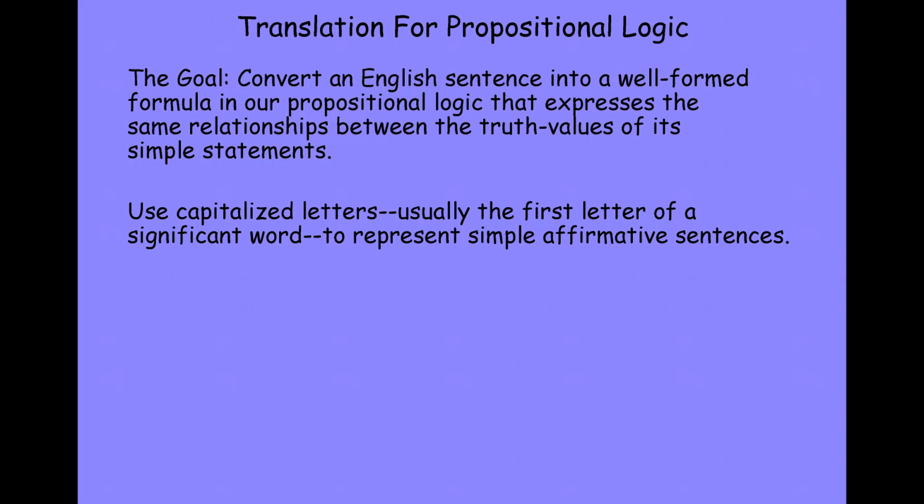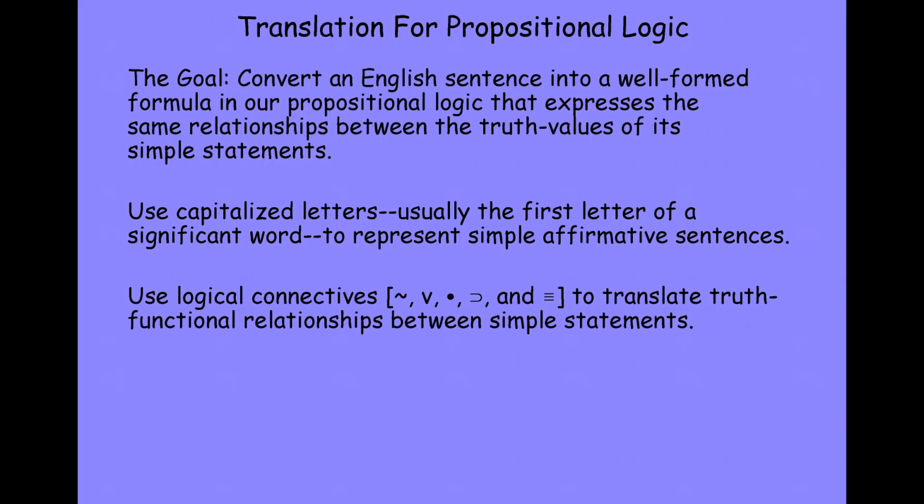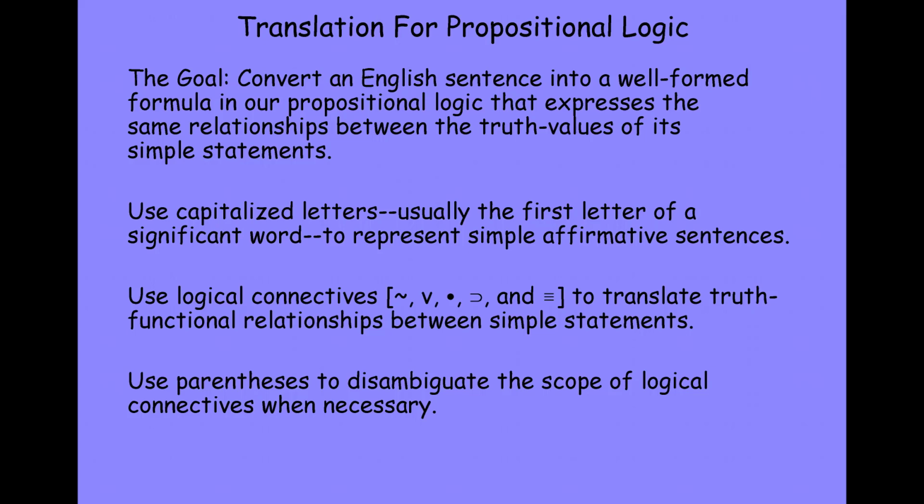Our capitalized letters are going to be the first letter of a significant word, and they're going to represent simple affirmative statements. That is, a statement that asserts that something is true. To modify those simple statements, that is to deny their truth, or to connect them together, that is to assert a relationship between the truth values of those simple statements, we'll use our logical connectives. And we have the tilde, the wedge, which is disjunction, the dot, which is conjunction, the horseshoe, which is the conditional, and the triple bar, which is the biconditional. In order to determine what the scope of each of the logical connectives is in a given translation, we'll use our parentheses as that very simple grammar that disambiguates the scope of logical connectives whenever it's necessary to do so.